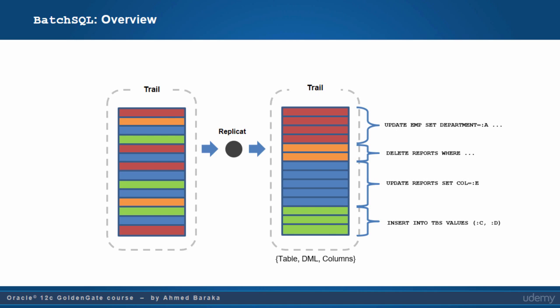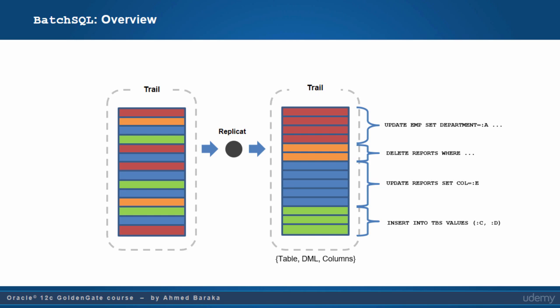When the batch SQL mode is enabled, the process saves similar SQL statements into arrays in memory. It groups the statements by table, DML operation, and columns. In the diagram shown in the slide, the red boxes are update statements to the imp table. Those commands are grouped together because they are the same commands to the same table.